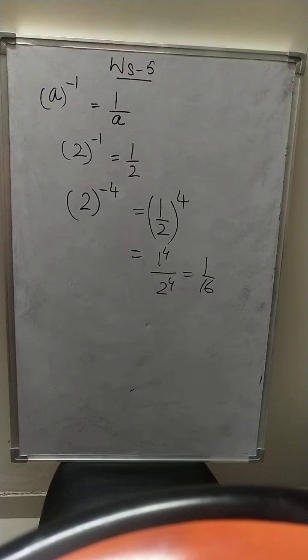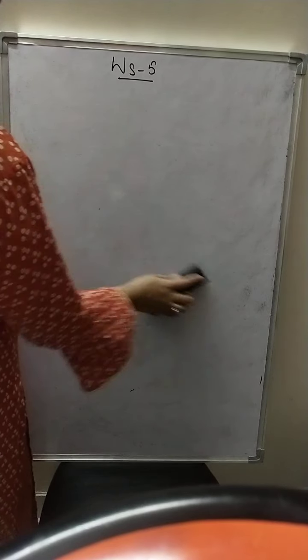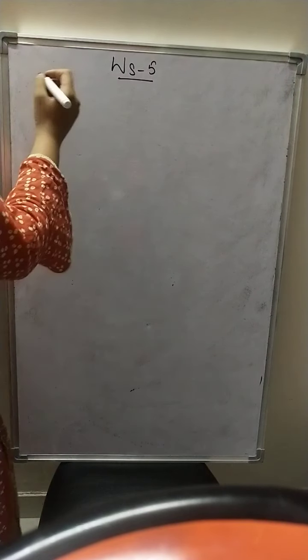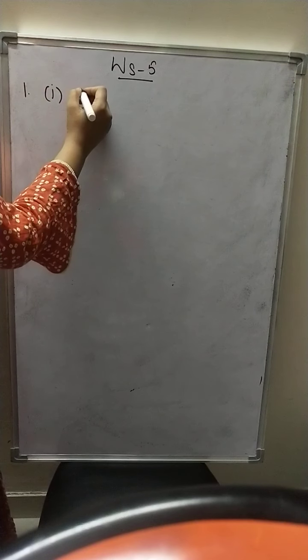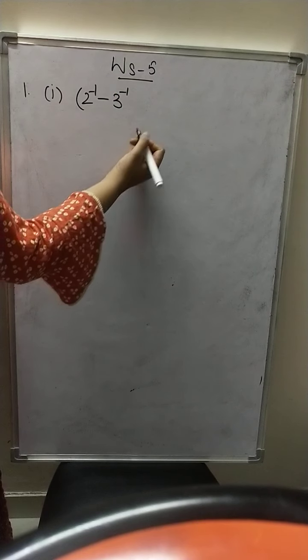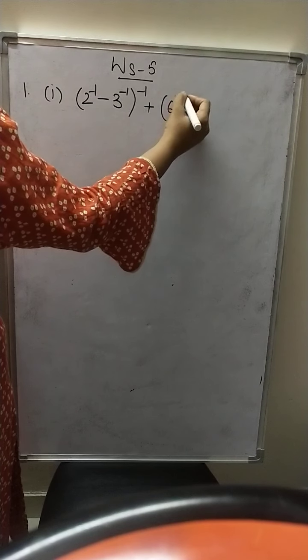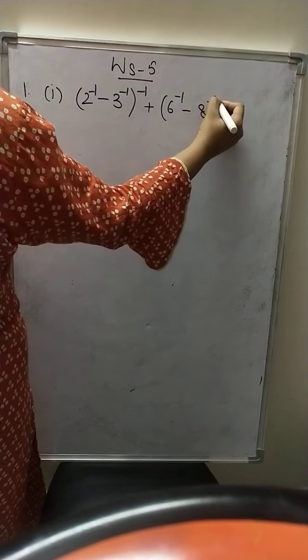So in worksheet number 5, we will be basically dealing with this identity, which is being used for the chapter exponents. So this is really an important concept and you must all remember. Now coming to question number 1, first part of the question, children, it is 2 raised to the power minus 1 minus 3 raised to the power minus 1 whole raised to the power minus 1, plus 6 raised to the power minus 1 minus 8 raised to the power minus 1 whole raised to the power minus 1.